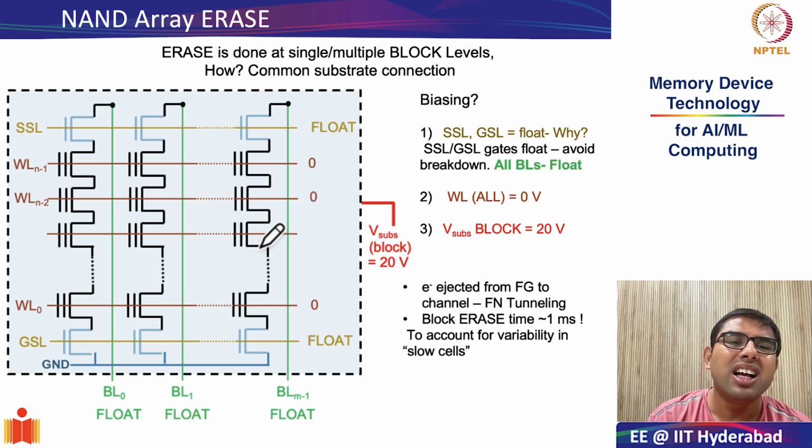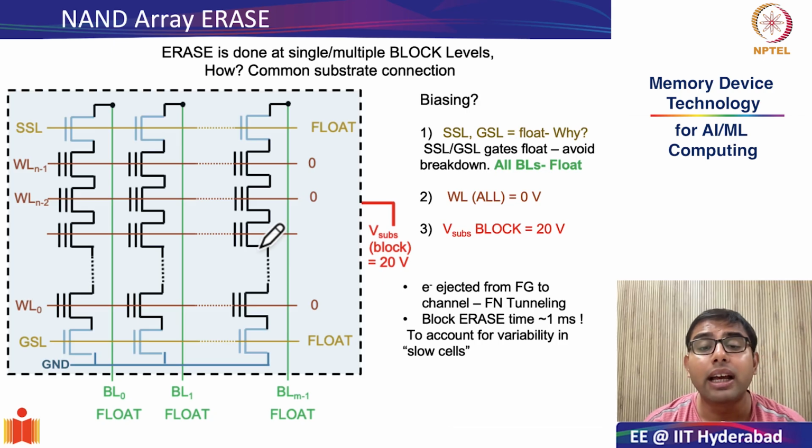These slow cells take a little larger time to complete the erase operation, and therefore, to account for all the cells, including fast cells and slow cells, being properly erased with 100% erase efficiency, that is, all the electrons in the floating gate having been effectively ejected out, you ensure that you give it sufficient time. So you give 1 millisecond at the block level of plus 20 volts to ensure this, and therefore the erase times are slightly elongated.